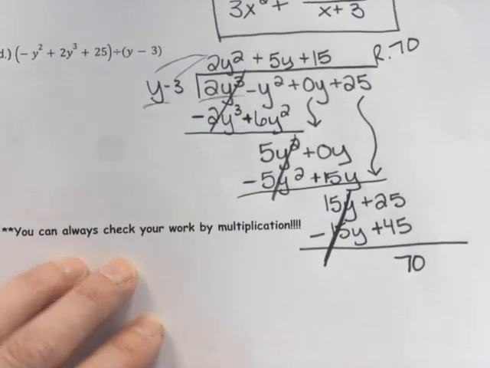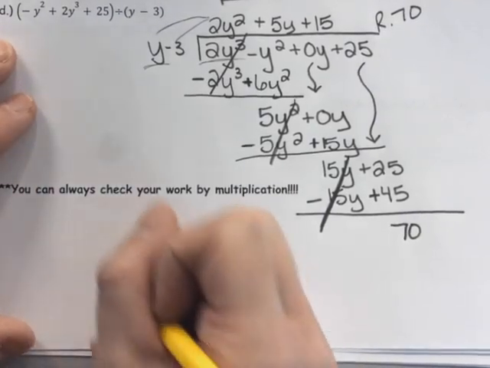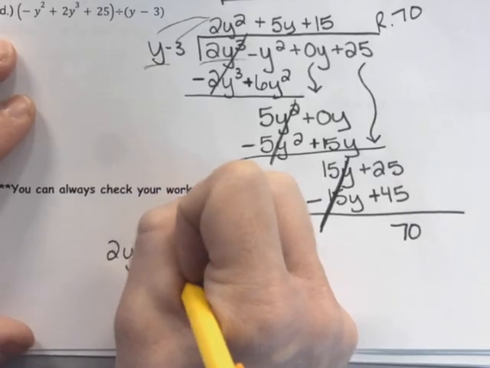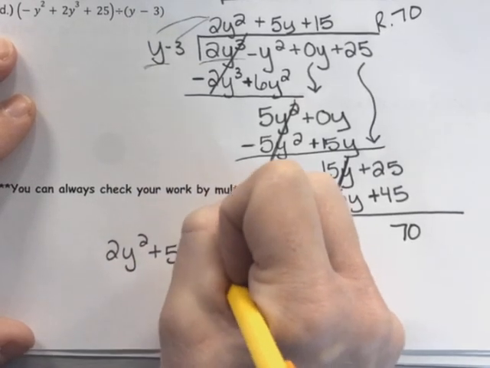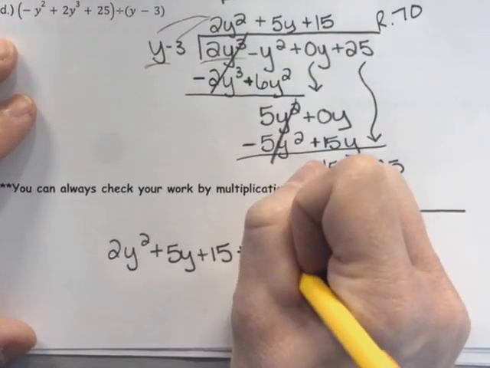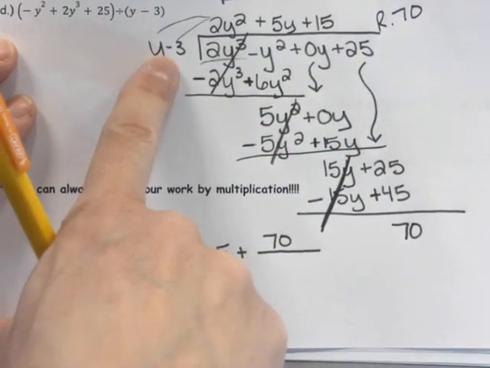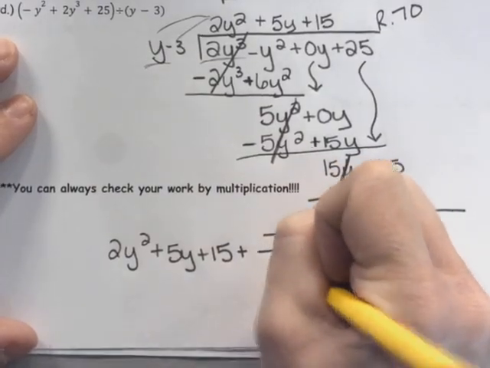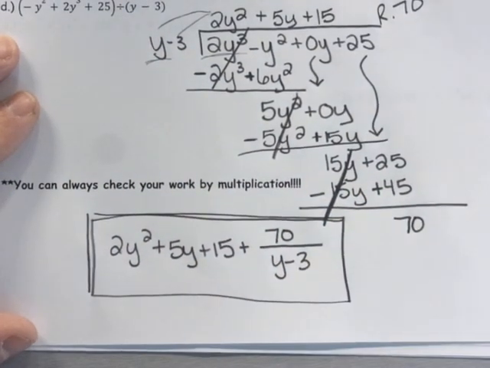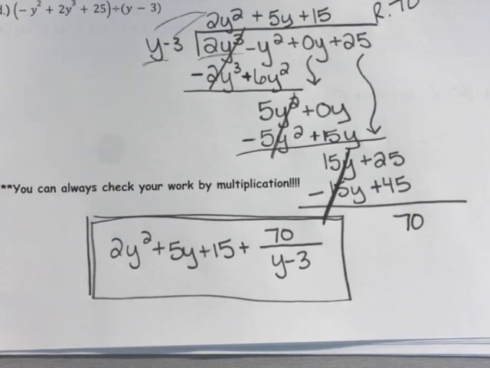So let's practice writing that final answer with our remainder. So 2y squared plus 5y plus 15 plus, here's my fraction, 70 was the remainder over what I divided in, which was y minus 3. What do we think? Whoa. It's a lot. Okay, let's check and I'll tell you.